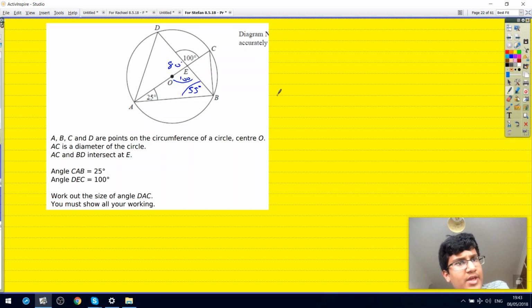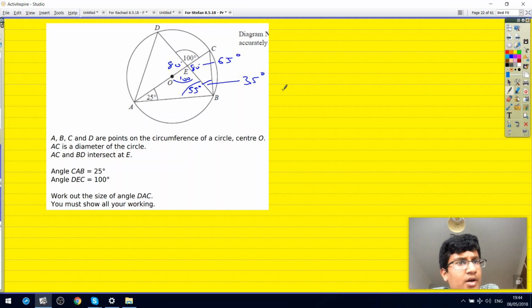And we know that CBE would be 35 degrees, because that's a right angle triangle there. So if we know that's 35 degrees, we would know that ECB, because angle CEB is 80 degrees, angle ECB is 180 minus 115, so 65 degrees for that one.